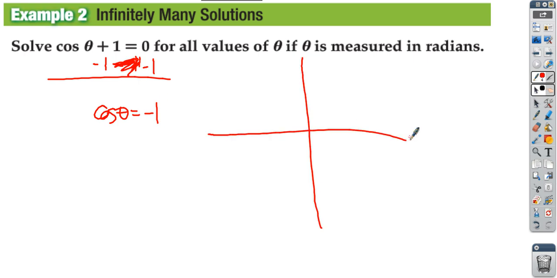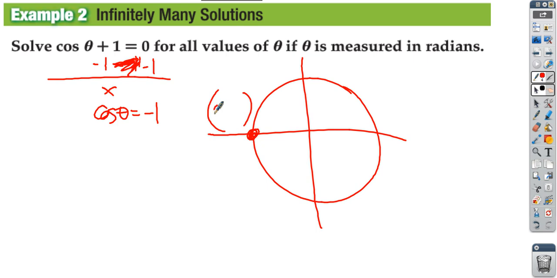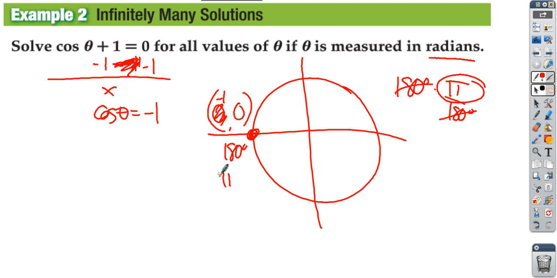Where does that happen on the unit circle? Here's our unit circle. Cosine, remember, that's the x-coordinate. And the x-coordinate is -1 right here. That is the point -1, 0. And that occurs at 180 degrees, but they're asking us for values in radians. So we have to remember how to convert degrees to radians. Those will cancel, and that's the same as pi radians.